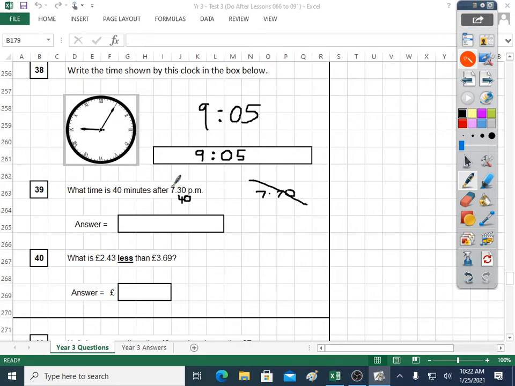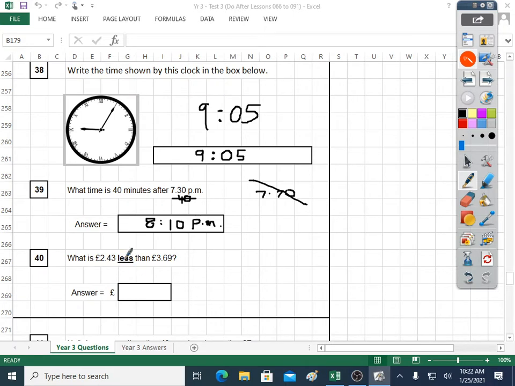You have to add 30 minutes to 7:30 to get to 8 o'clock and then add the other 10 minutes to get to 8:10 PM. 8:10 PM. You could put 1 dot there and that would still be okay. 8:10 PM. Question 40. Now we're doing some takeaway with money.